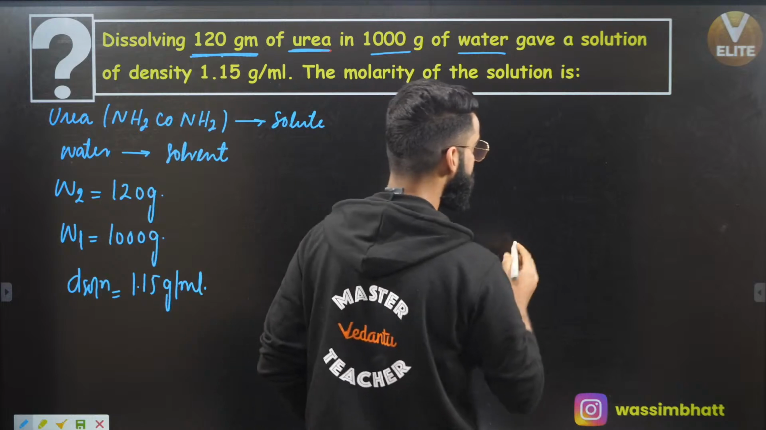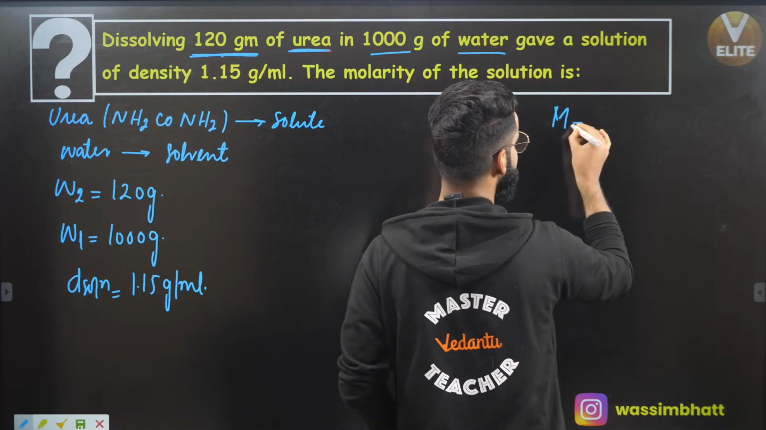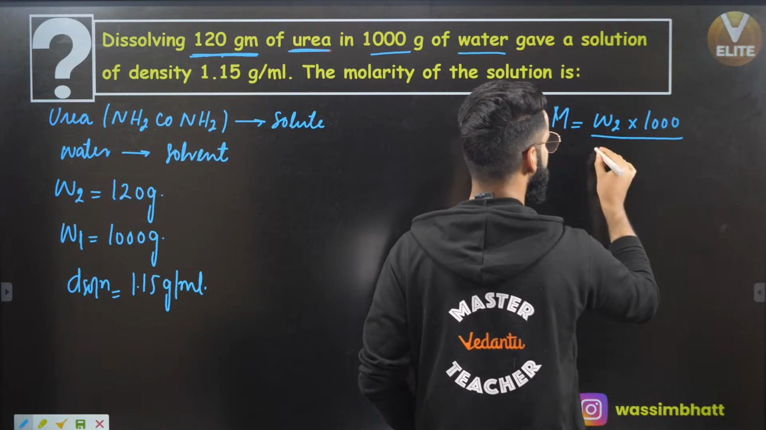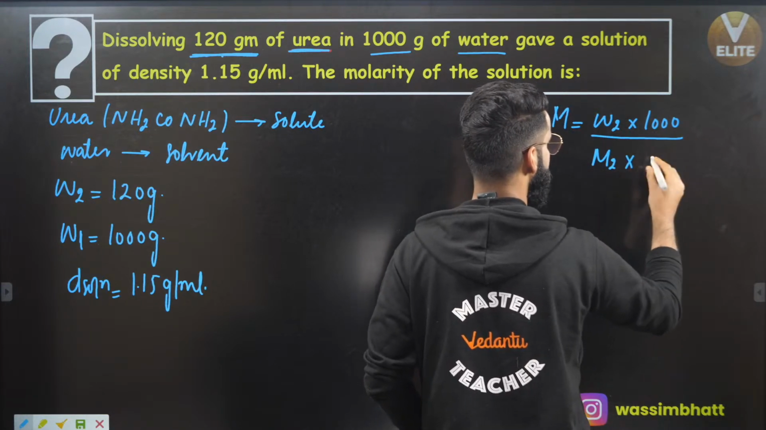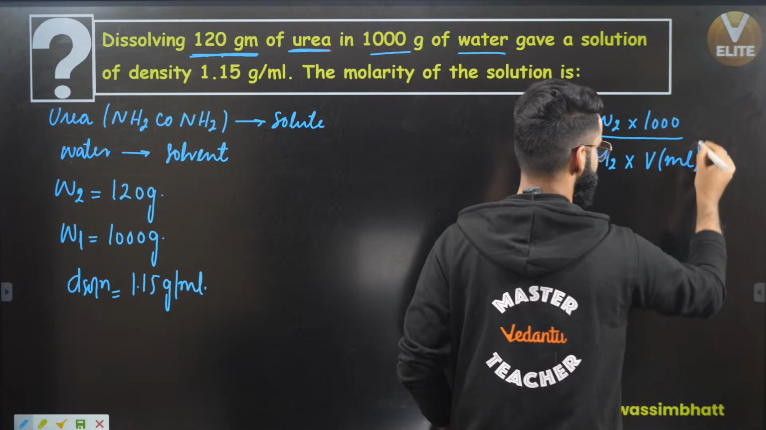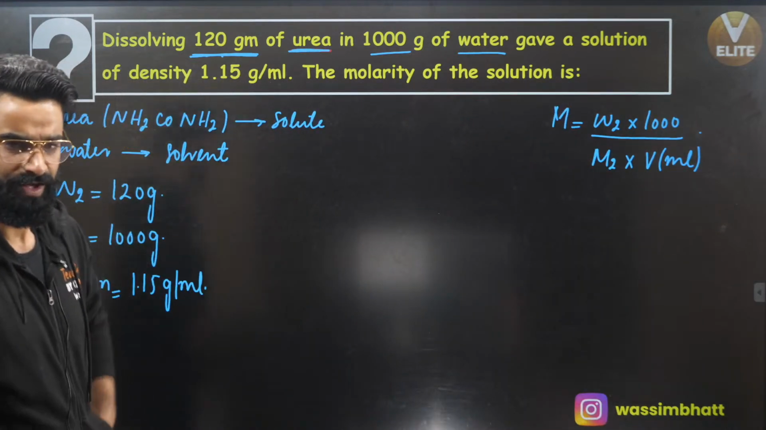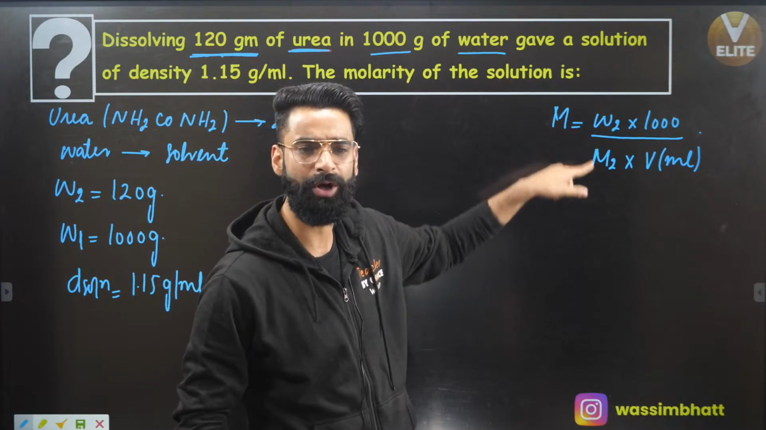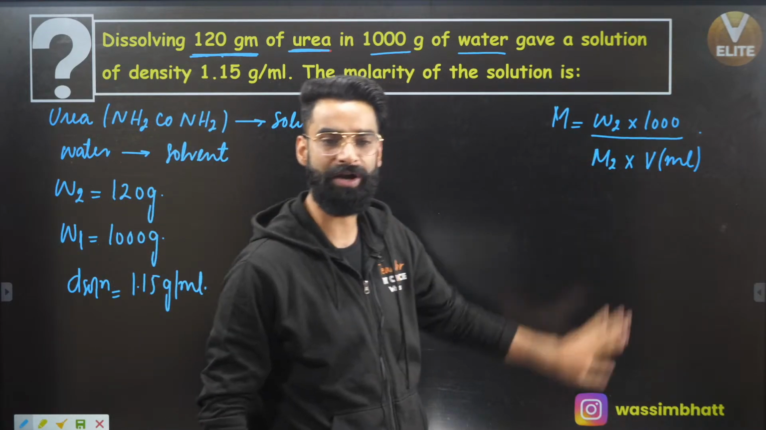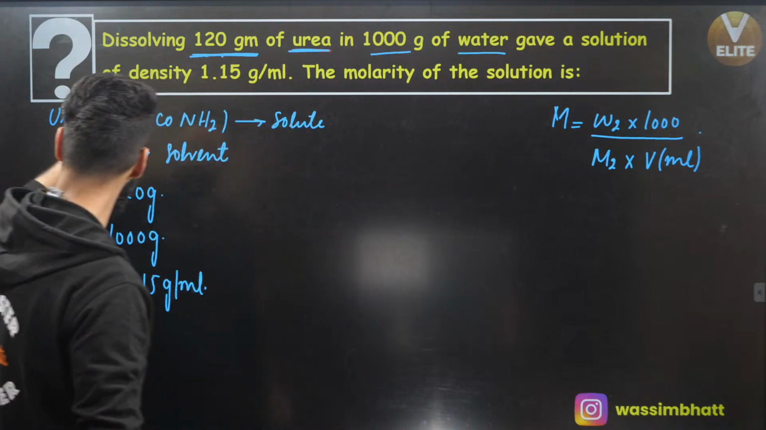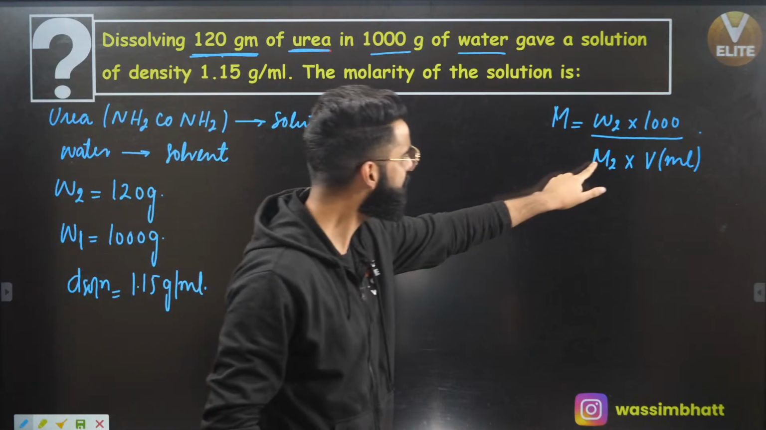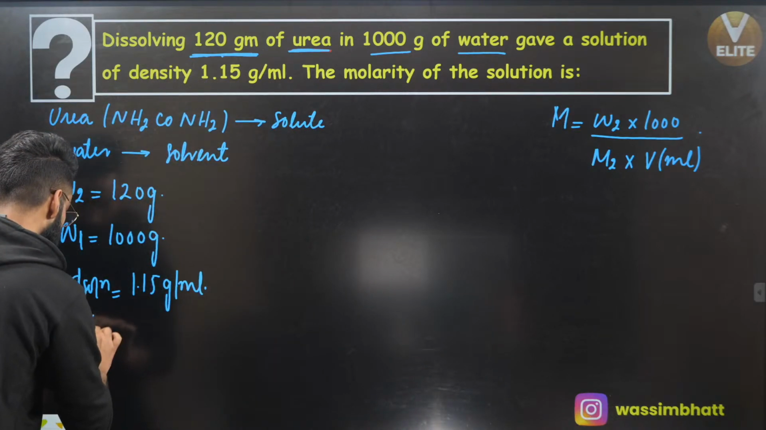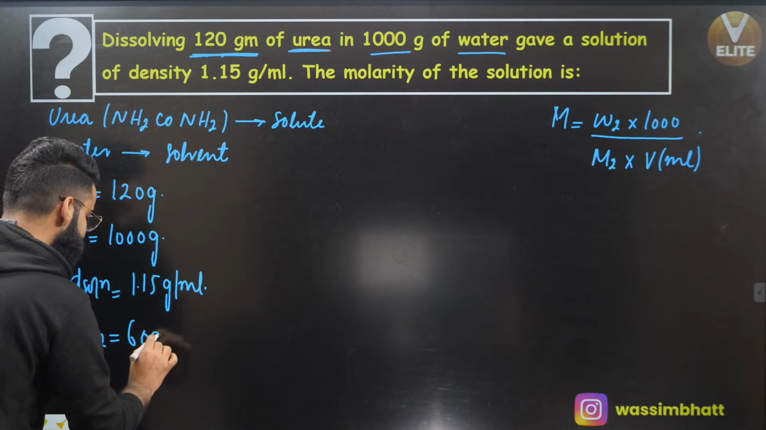First of all, what is the formula to calculate molarity? Write that: W2, mass of solute in grams, multiplied by 1000, divided by molar mass of solute multiplied by volume of solution in milliliters. Am I given all the parameters I need? I'm given W2. M2 is the molar mass of urea, which I can easily calculate. It comes out to be 60 grams per mole.